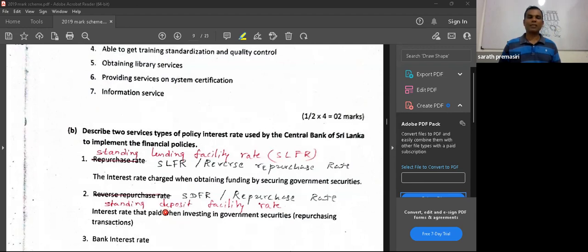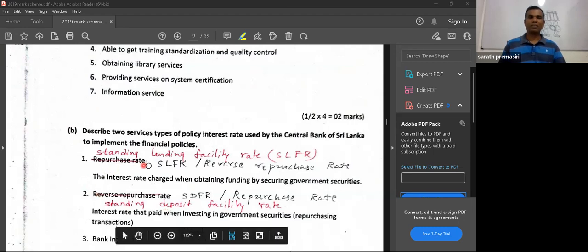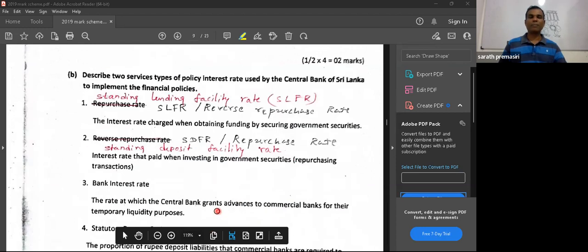Next one, bank interest rate. Policy interest rate. That is called policy interest rate or bank interest rate. First one is standing lending facility rate, SLFR, then standing deposit facility rate, SDFR, and then bank interest rate. Bank interest rate: the rate at which the central bank grants advances to commercial banks for their temporary liquidity purposes.